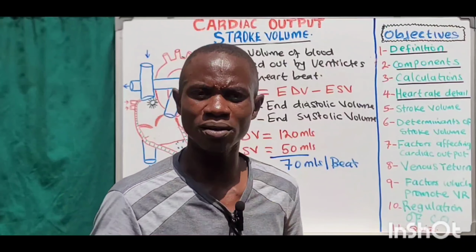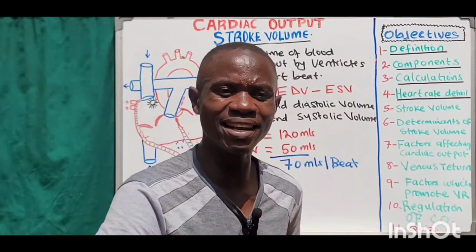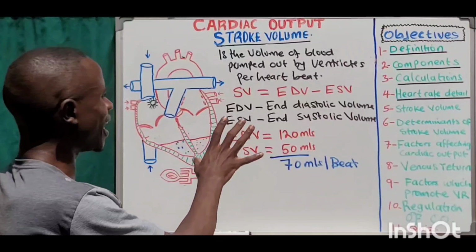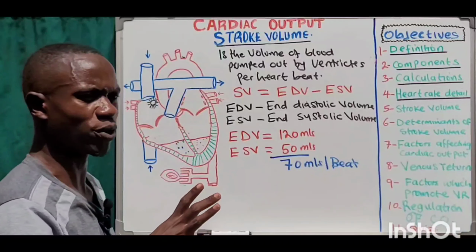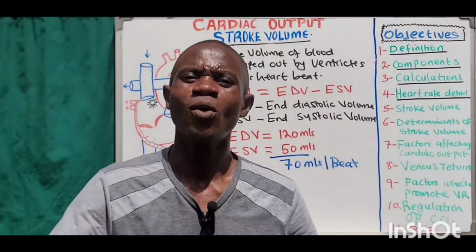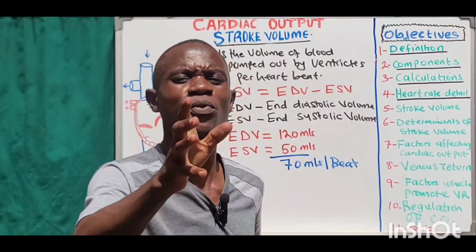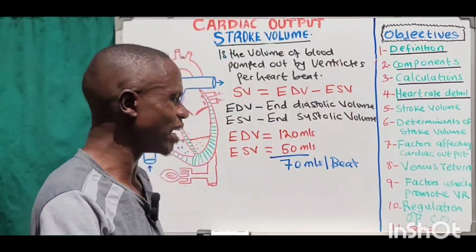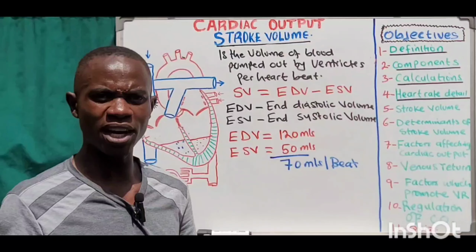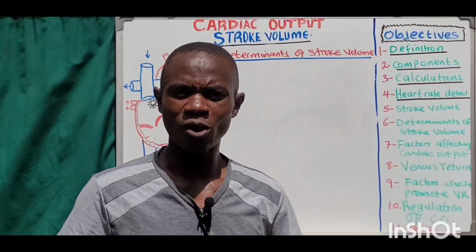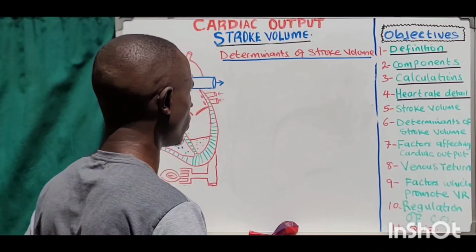And we call that one the end systolic volume. Okay? Now that we have seen how we are getting the stroke volume, let's go ahead and see what the determinants of stroke volume are, because it's very important to know the determinants of this volume of blood which we are calling the stroke volume. So now let's take a look at the determinants of stroke volume.